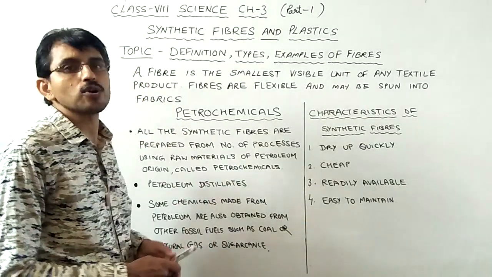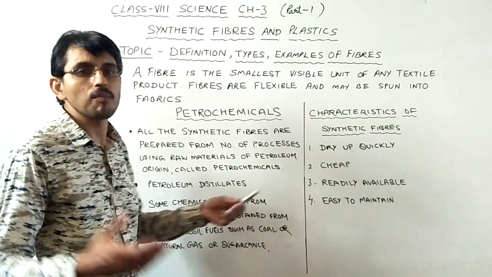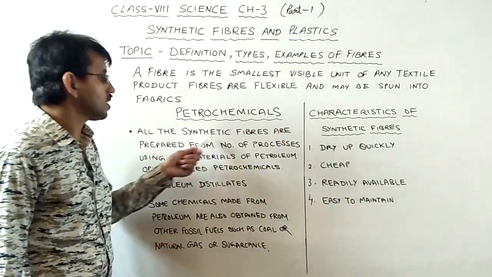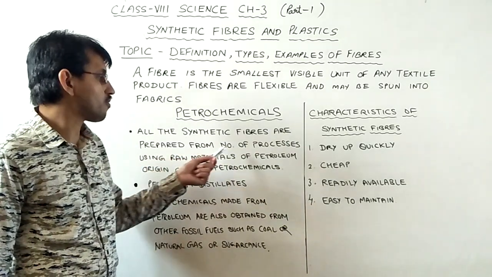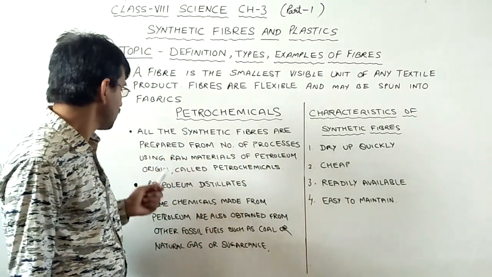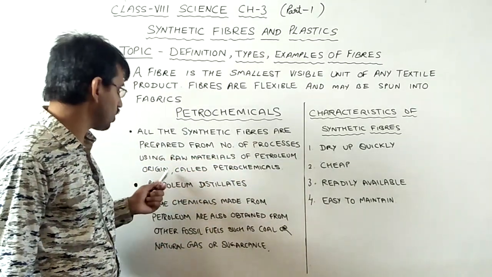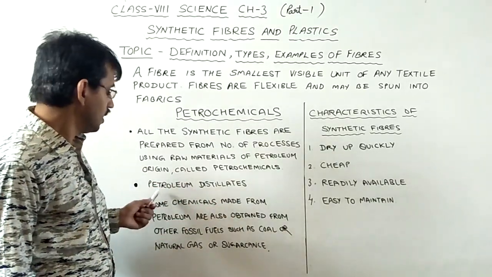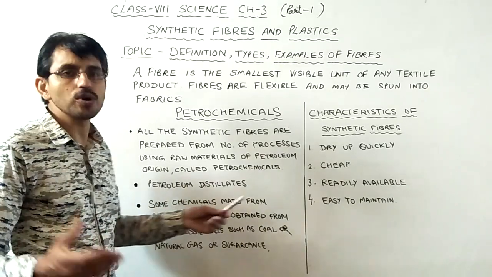Now we will talk about petrochemicals. Chemicals which are obtained from petroleum products are called petrochemicals. So all the synthetic fibers are prepared through a number of processes using raw materials of petroleum origin, and hence they are called petrochemicals. Petrochemicals are commonly called petroleum distillates.